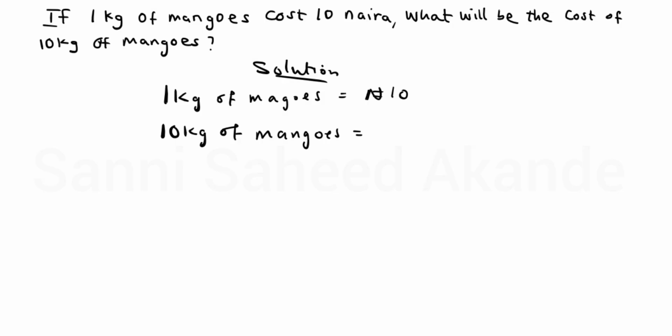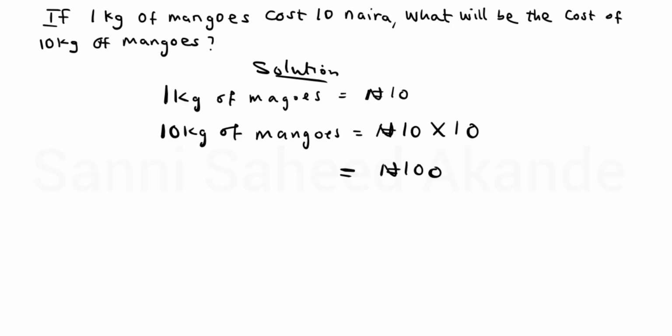10 kilograms of mangoes will be equal to the amount of 1 kilogram of mango, which is 10 naira, times 10 kilograms. Okay, so 10 times 10 will give us 100 naira. So 10 kilograms of mangoes will be 100 naira if 1 kilogram of mango is 10 naira.